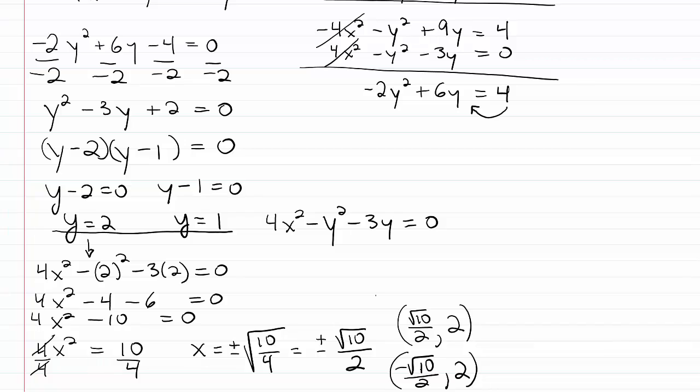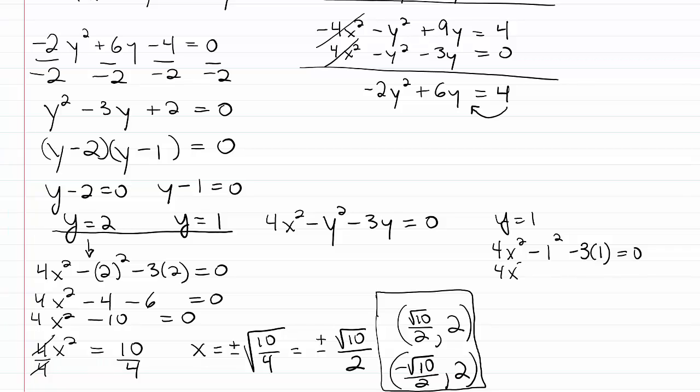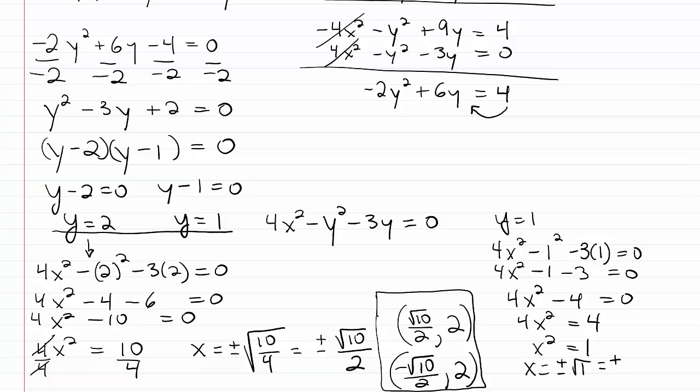Now, what will happen if we use y equals 1? Well, for y equals 1, we're going to end up having 4x squared minus 1 squared minus 3 times 1 is equal to 0. That'll give you 4x squared minus 1 minus 3 is equal to 0. That's 4x squared minus 4 is equal to 0. That's 4x squared is equal to 4. And then finally, x squared is equal to 1. So x must be equal to plus or minus the square root of 1, or in other words, plus or minus 1. So that'll give us 2 more solutions.